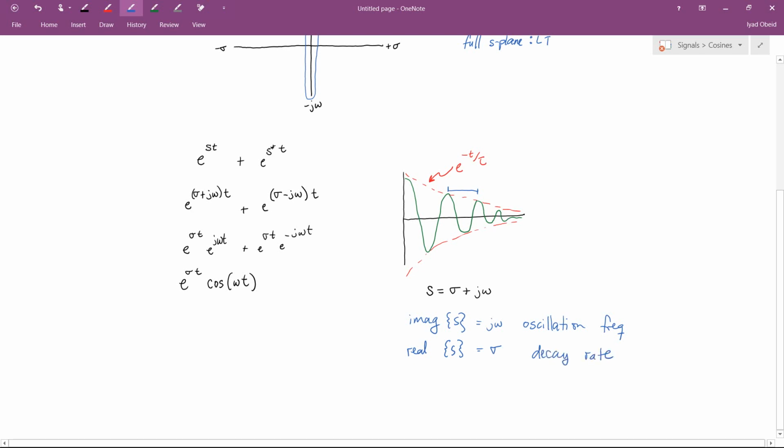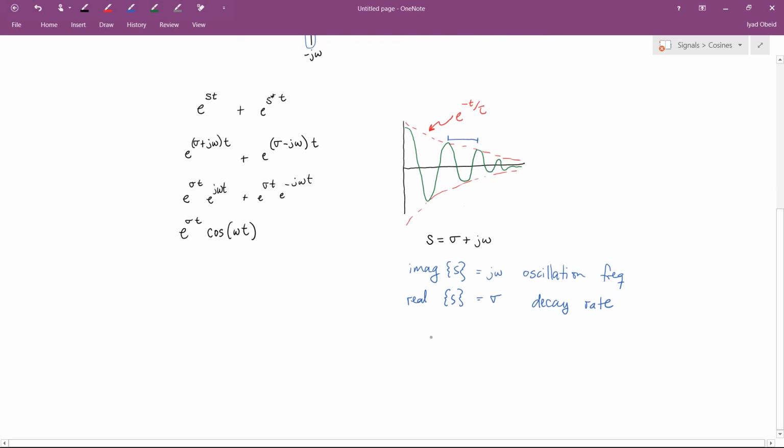In fact, we can see that if we let sigma equal negative 1 over tau, that's how we get from sigma to the time constant. In other words, if you know sigma, you can calculate the time constant. It's basically a trivial calculation. Okay, so that's the time constant. And remember, it always takes about 5 time constants for a signal to decay.